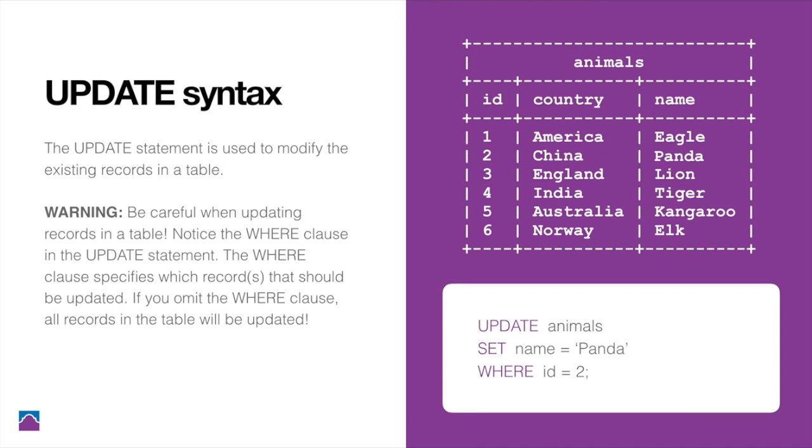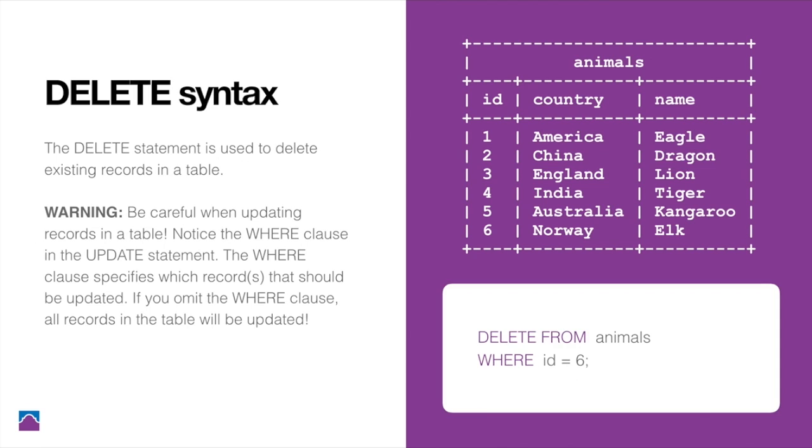But yeah, not stating where, or not putting the condition correctly, can definitely have a big impact. Same goes with delete. You just say delete from, and then the table name, and then state where ID equals 6. If I run that, it would delete that row specifically, where I stated. But of course, if I don't say where, it's just going to delete everything. And that's also very dangerous.